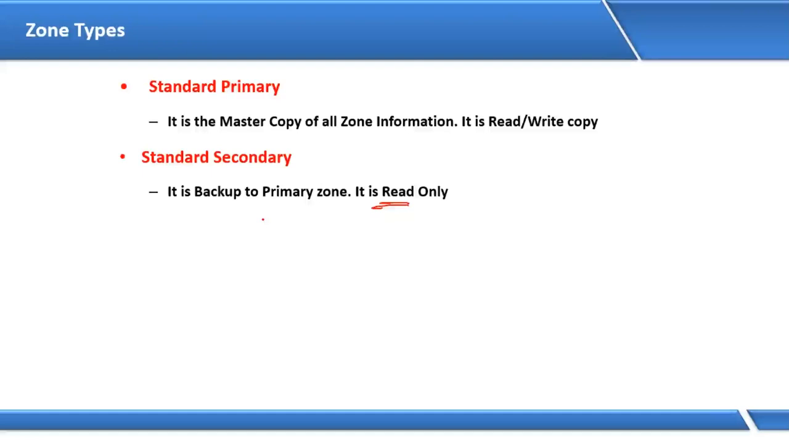Like last class, we discussed DC and RODC servers. All the accounts will update from DC to RODC, but there is no replication from RODC to DC. The same way in the DNS server, wherever you create a standard primary zone, that is called the primary DNS server, which has read and write options. And wherever you create a standard secondary zone, that is called the backup DNS server, and the backup DNS server zones have the read only option.